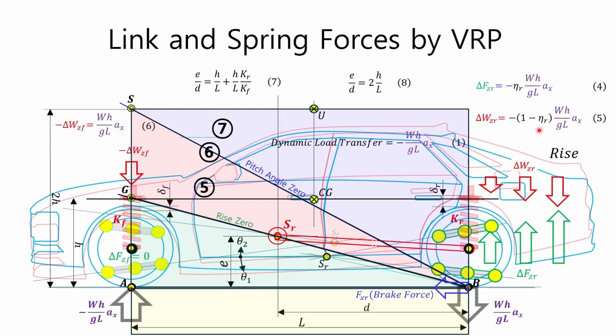If a virtual reaction point exists in this region, the rear ride height decreases. However, the rear ride height remains higher than the front ride height, so the vehicle stance is lower at the front and higher at the rear.